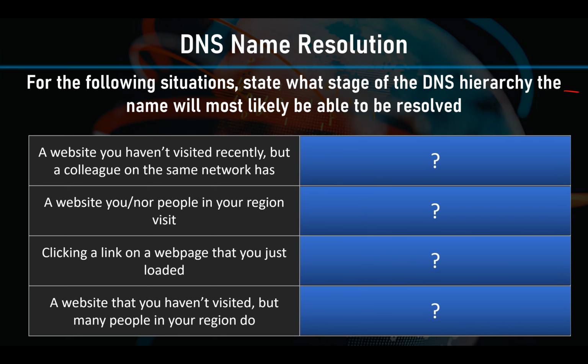If we think about the different stages: first the browser and OS, then the router's DNS server, then the ISP's DNS server, and finally the global level. That's the global root server, then the TLD (top level domain) server, and finally the authoritative name server.